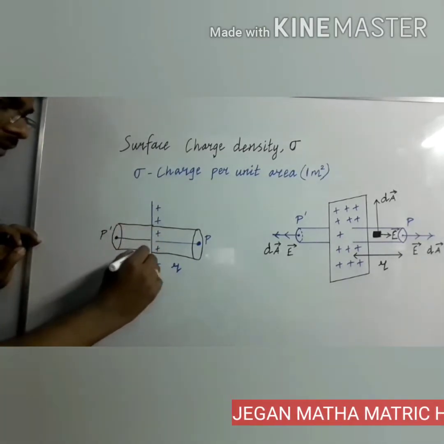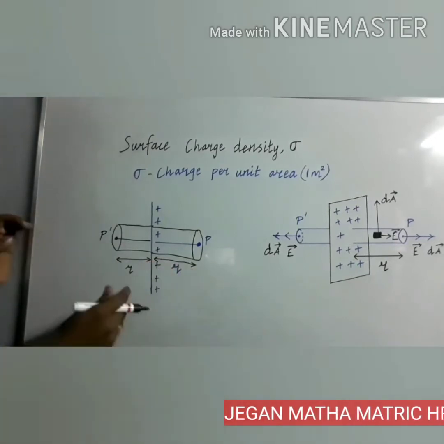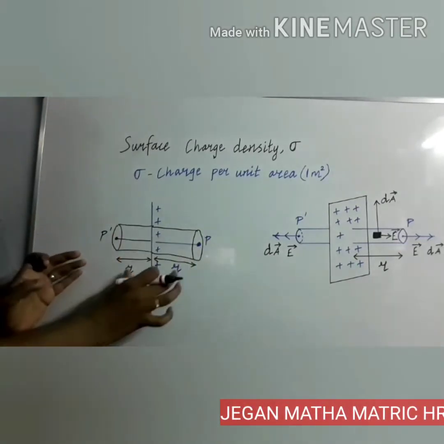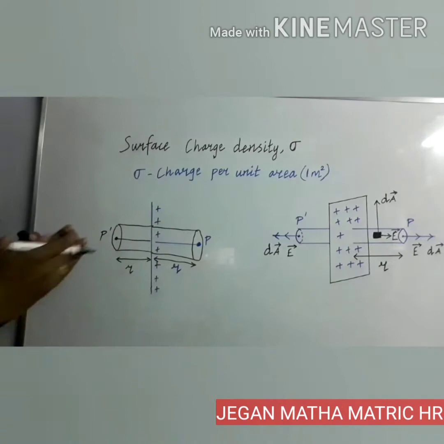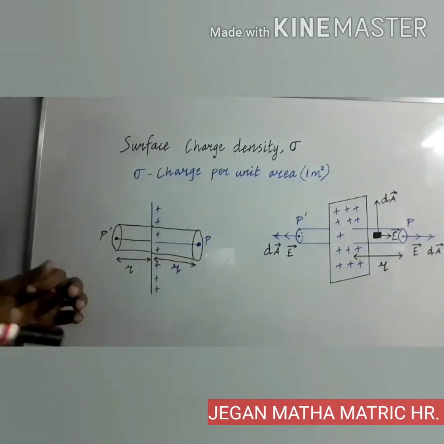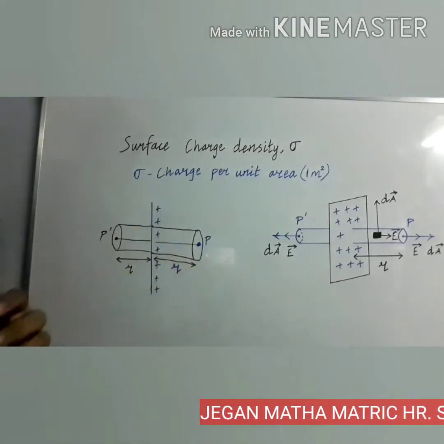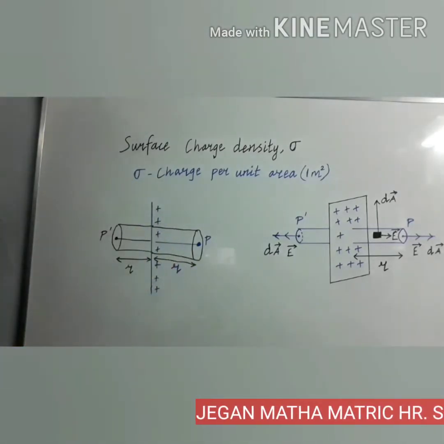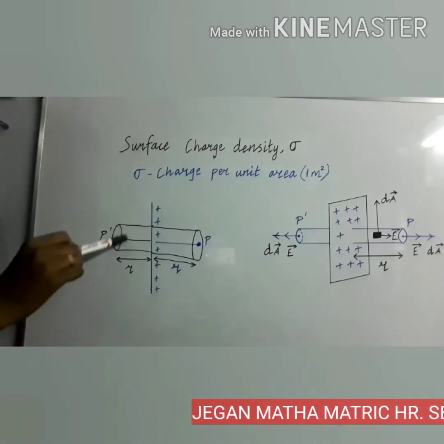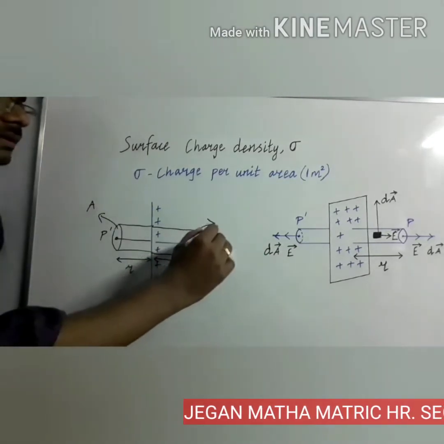Now you imagine the cylindrical shaped Gaussian surface. What is the distance between the two points? That is nothing but 2r, and 2r is the length of the Gaussian surface. Let us take the plane sheet at the middle part of the Gaussian surface. Let A be the area of these two surfaces.